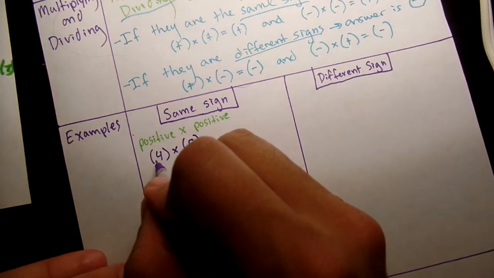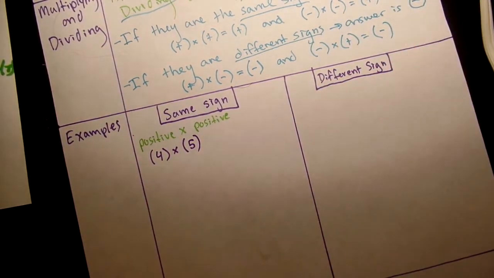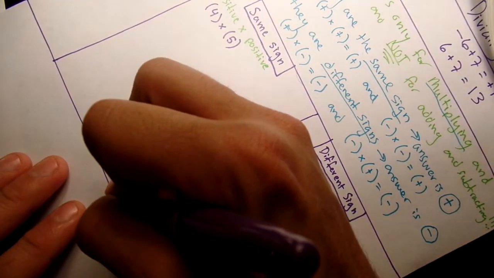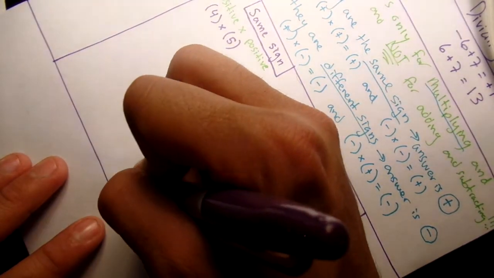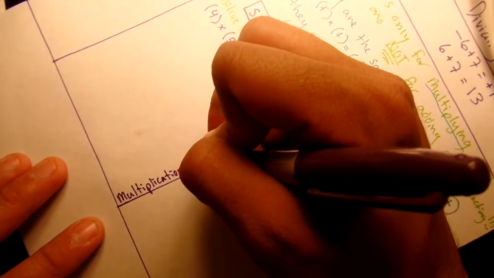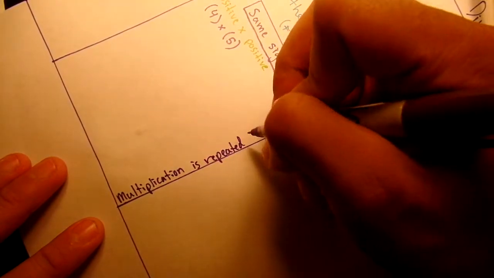So this positive 4 means you have, oh, actually I forgot one thing really quickly. Let's add it right here before I forget. I've already said this, but multiplication is repeated addition.